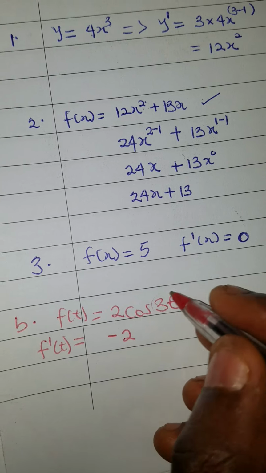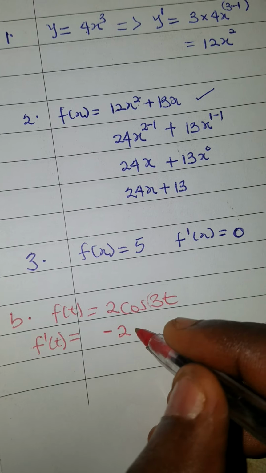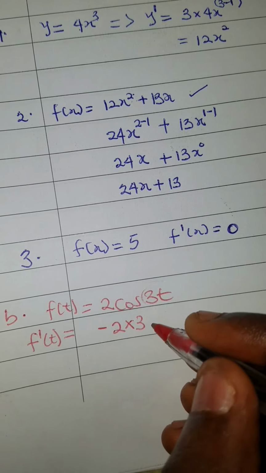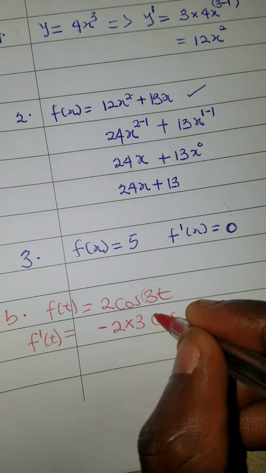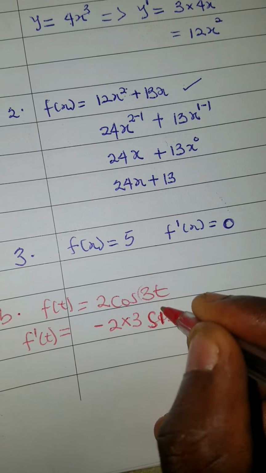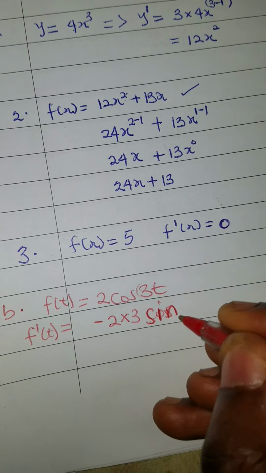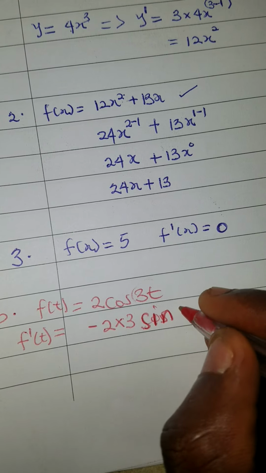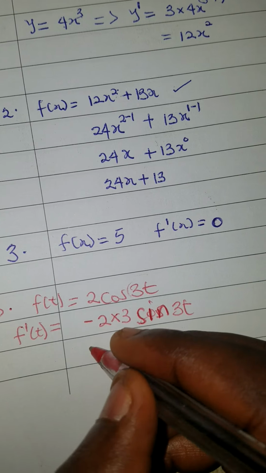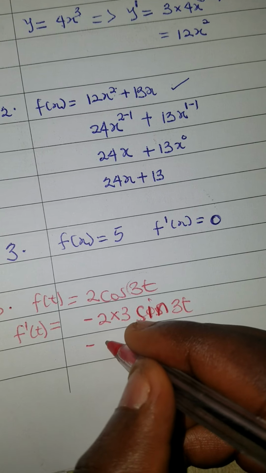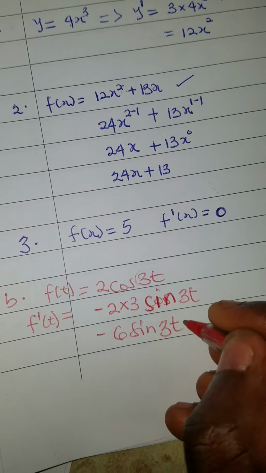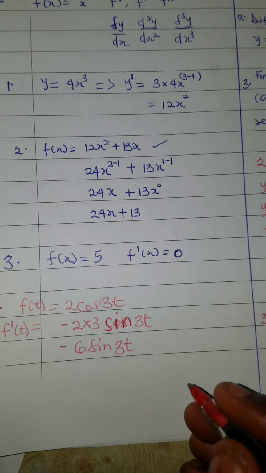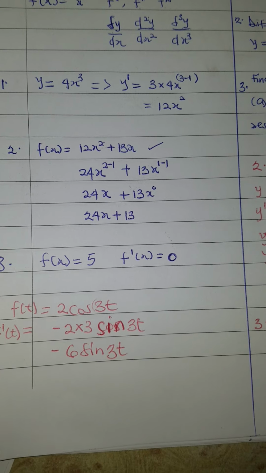Now if you differentiate the inner thing here, you get 3. Multiply 3 by this, but because we have differentiated, it will now be sine. It's no more cos again. Sine 3t. Your answer is equal to minus 6 sine 3t.